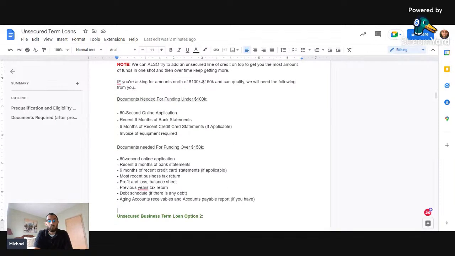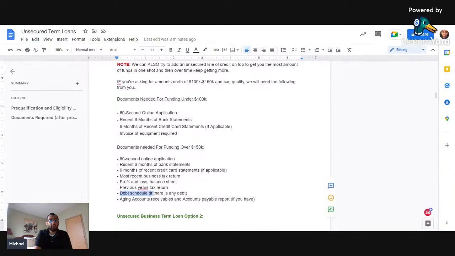Documents needed for over 150K: 60-second online application, similar. Recent 6 months of bank statements. 6 months of recent credit card transactions, if applicable. Most recent business tax return. Profit and loss, balance sheet. Previous year's tax return. Sometimes we may need more than 1 year, but in a lot of cases, just a year's worth of tax returns.